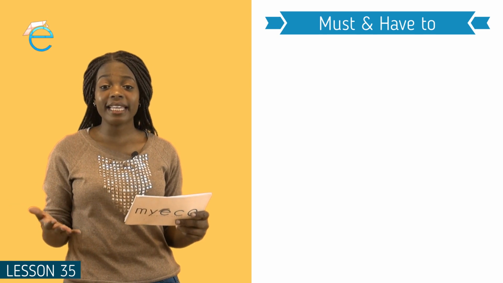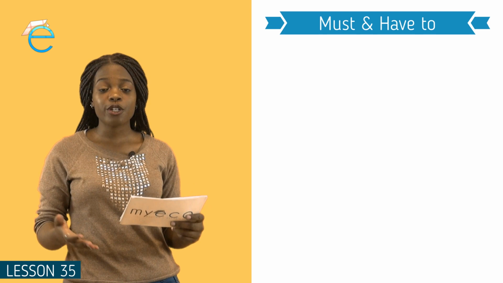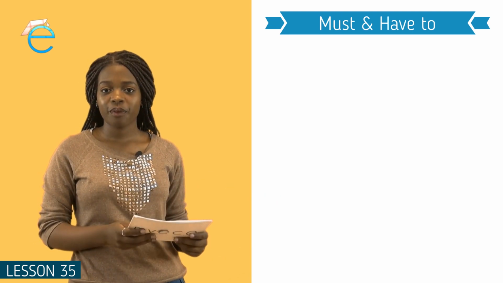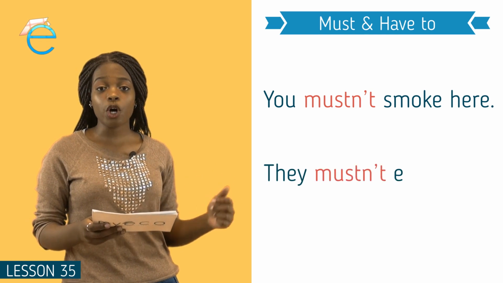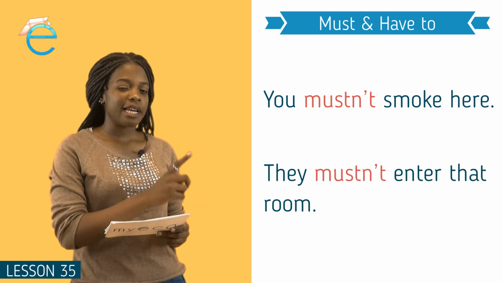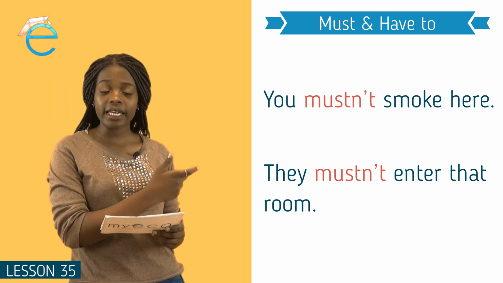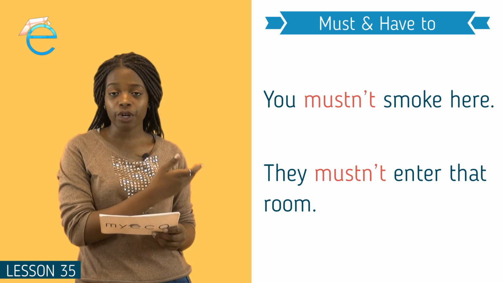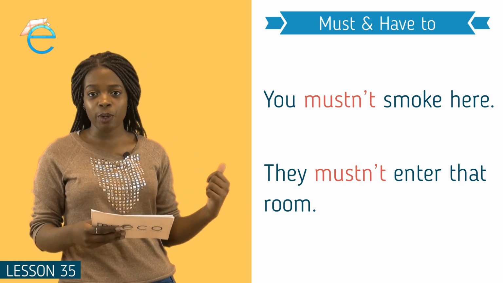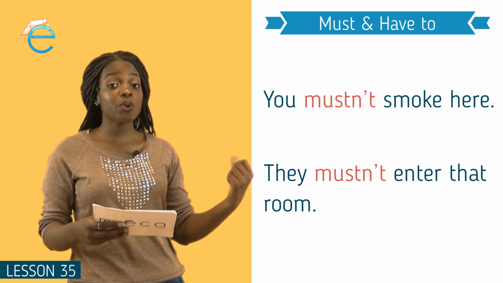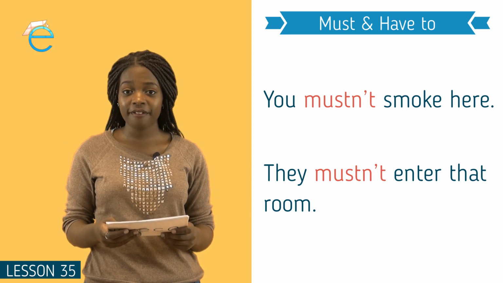When it comes to making these sentences negative, we are trying to show something that you need to not do. For example, you mustn't smoke here, or they mustn't enter that room. Notice that mustn't is just the shorter form of must not. So we can say mustn't or must not, both are okay. But what it's showing us here is you need to not smoke here, and they need to not enter that room.